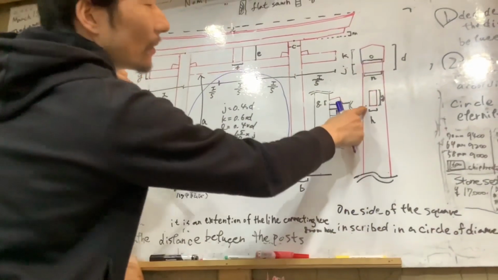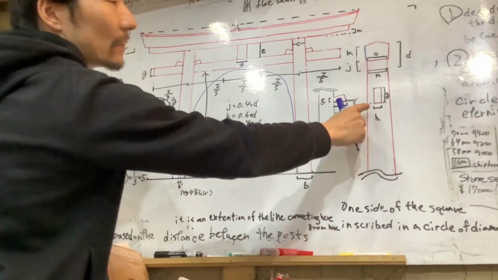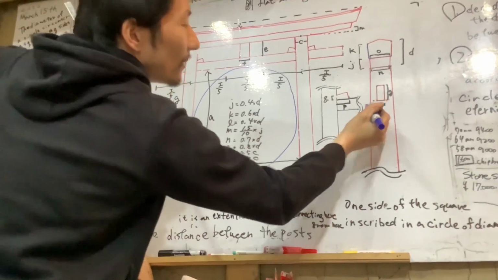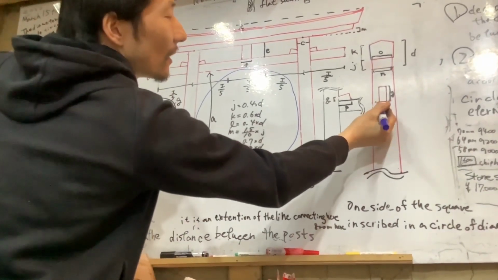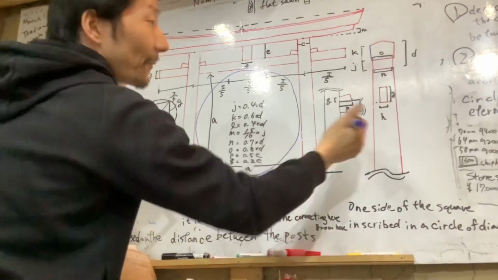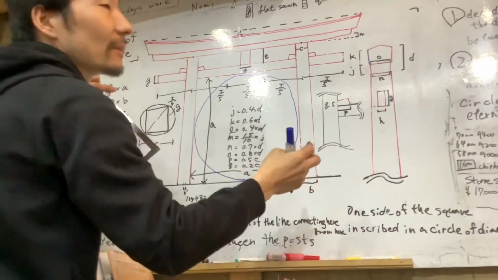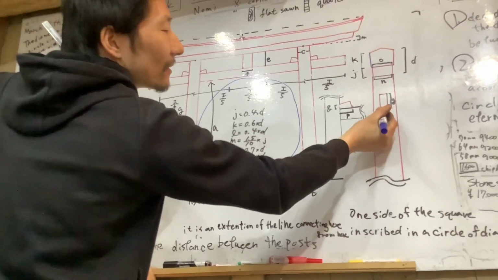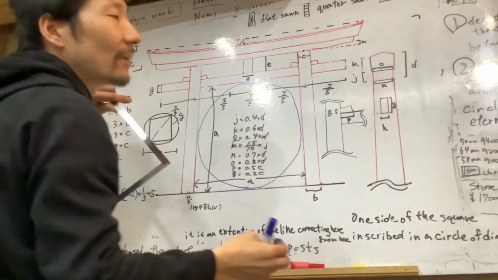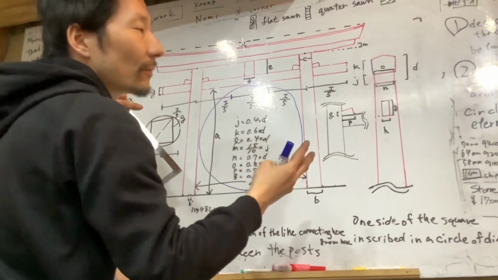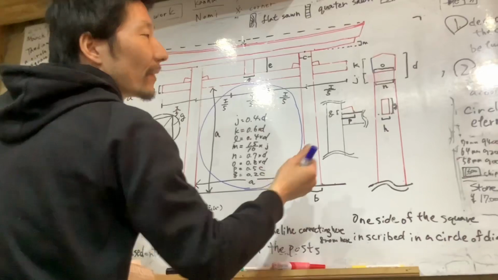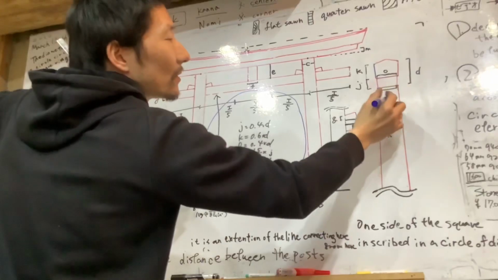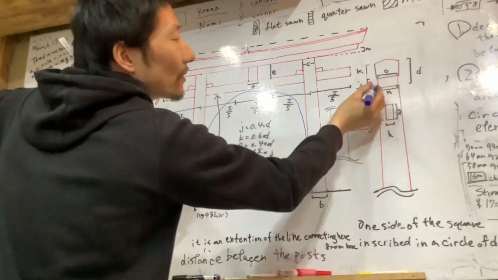But this point is the distance. This distance. The point is this distance. This point is dividing the distance, this distance, into two. And this point is this post's corner of this post.